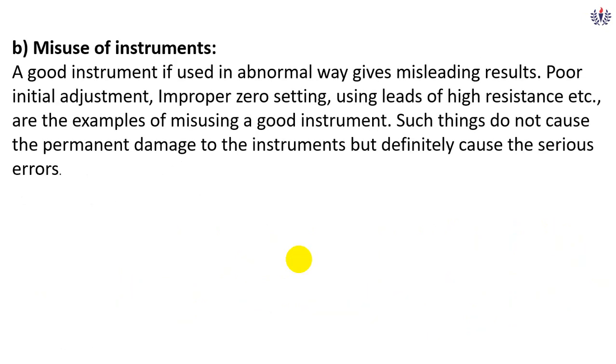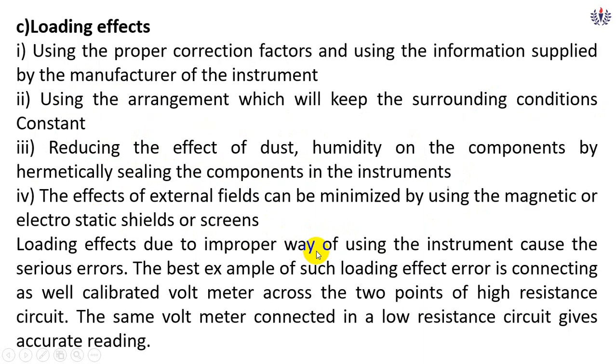And misuse of the instrument. This is a very serious error. We should know the procedure for how to conduct the experiment, how to connect it, and how to take the result. Cases include poor initial adjustment, improper zero setting, and using leads of higher resistance. For example, polarity changing. These will all cause misuse of the instrument. So definitely it will cause a serious error. We should know how to use an instrument, then only will we get a correct value.